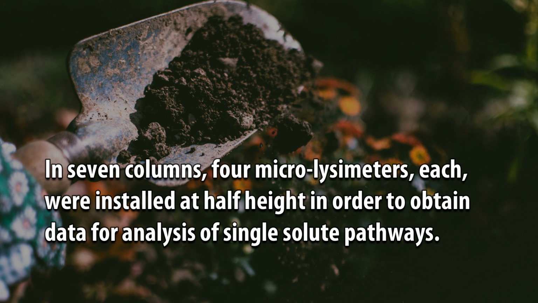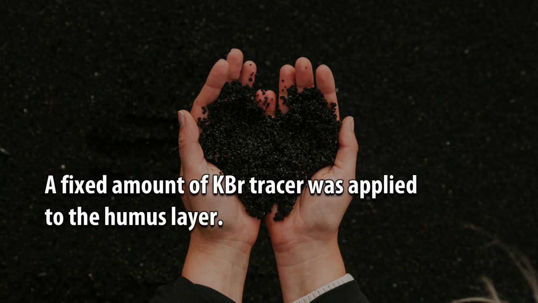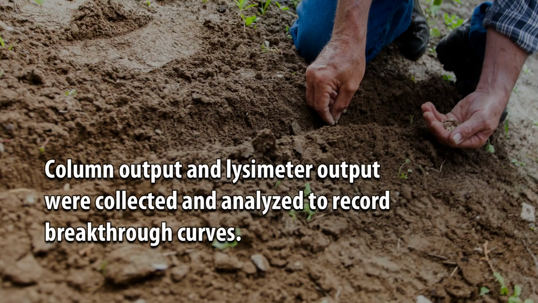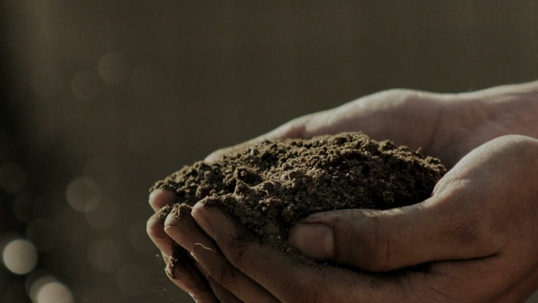A fixed amount of KBr tracer was applied to the humus layer. The columns were irrigated with CaCl2. Column output and lysimeter output were collected and analyzed to record breakthrough curves.